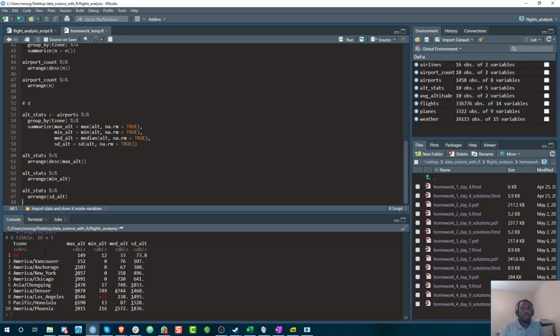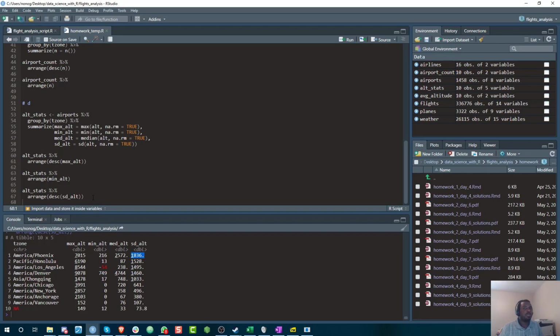So for the standard deviation, I want it in descending order because I want the most mountainous, like this. Look at that, a standard deviation of 1,836 feet. You're welcome, Leonard. It simply means that on average, all airports are 1,836 feet away in terms of altitude from the average altitude within that time zone. So that's pretty big.